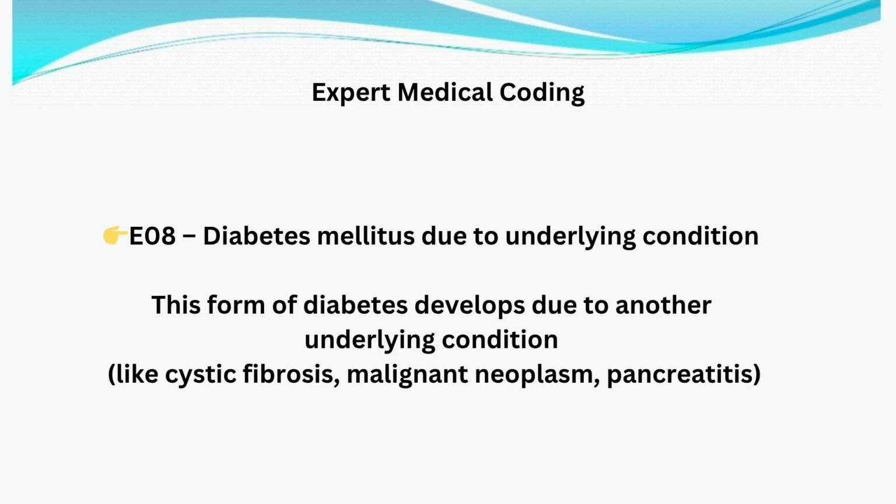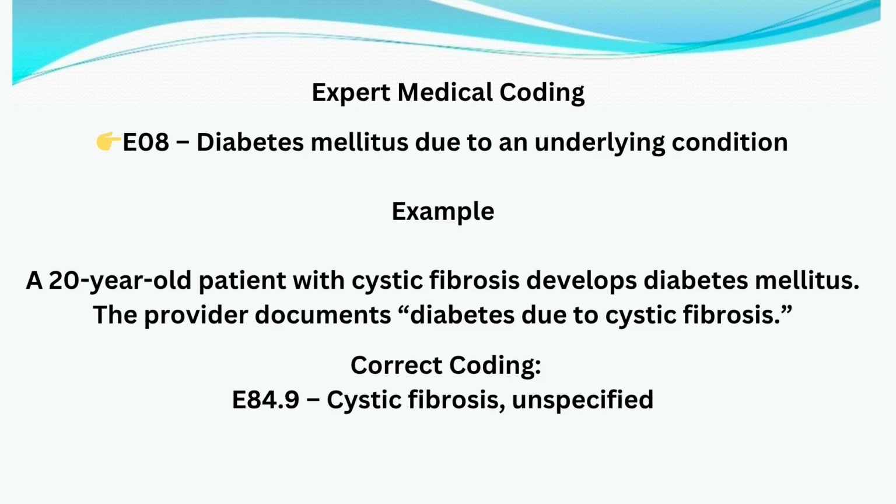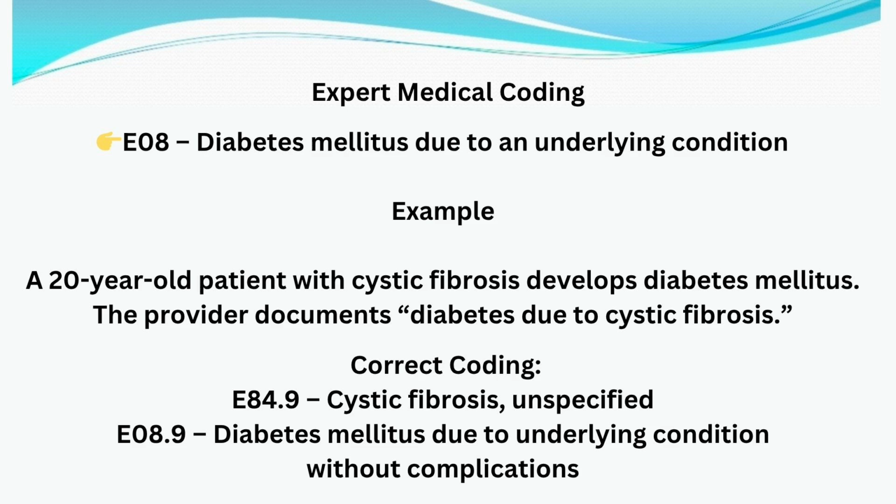This form of diabetes develops due to another underlying condition like cystic fibrosis, malignant neoplasm, or pancreatitis. Let us see an example on this. A 20-year-old patient with cystic fibrosis develops diabetes mellitus and the provider documents diabetes due to cystic fibrosis. So here the correct coding will be, first we have to assign E84.9 cystic fibrosis unspecified, and after that we have to assign E08.9 diabetes mellitus due to underlying condition without complications.